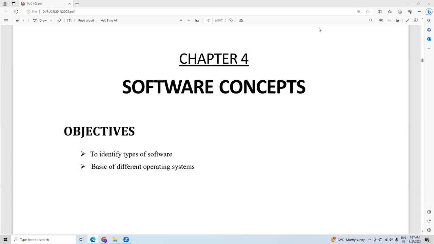Hello everyone. Today we are going to start with chapter 4, Software Concepts, PUC first year computer science subject. So in this chapter we are going to study about different types of software and the basics of different operating systems.